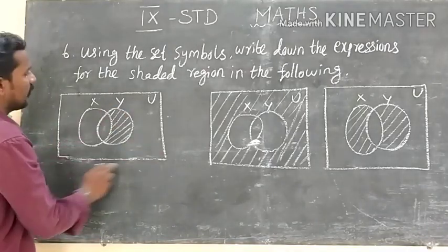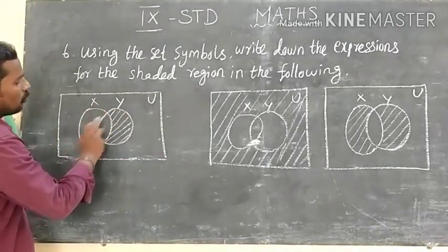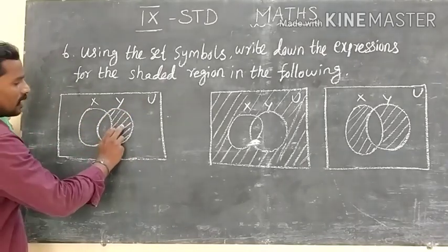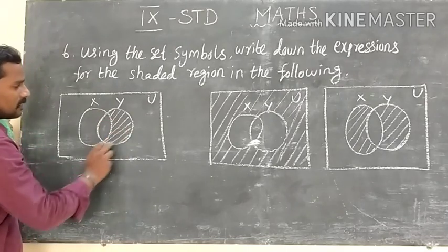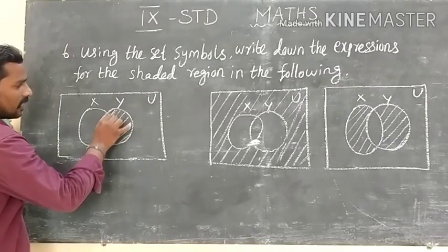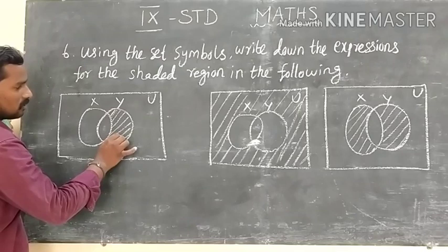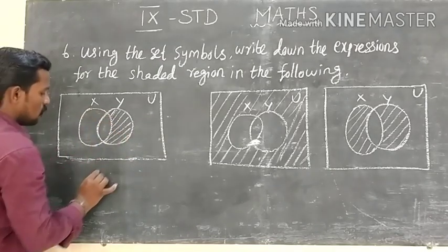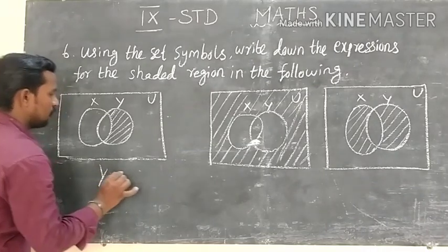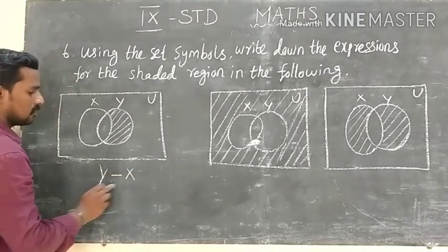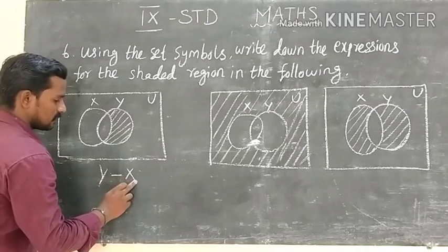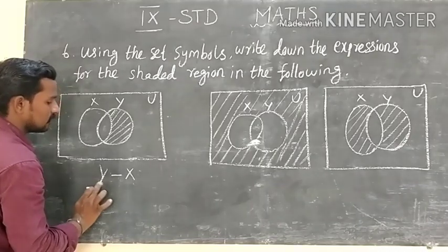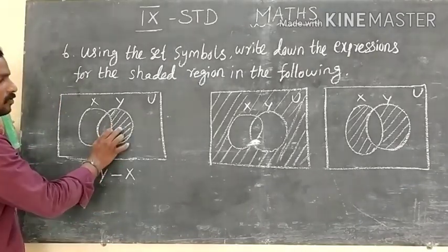Consider the Venn diagram. Two sets are overlapping, X and Y, with the universal set given. What is the answer? Carefully look at the diagram. Only the shaded region in Y appears, strictly omitting X. So Y difference X. It is correct. Y difference X: omit X from Y, so only Y appears. This is the answer.